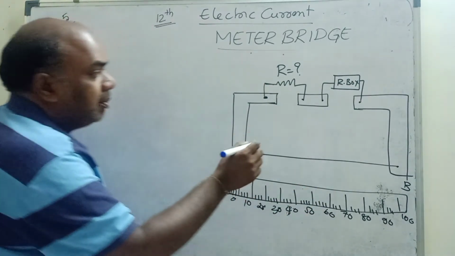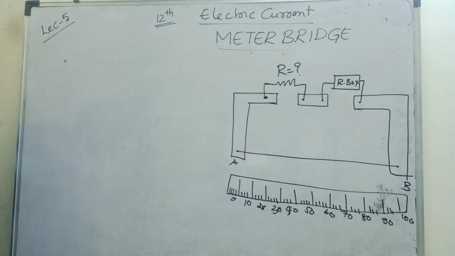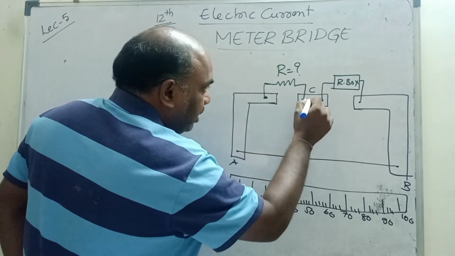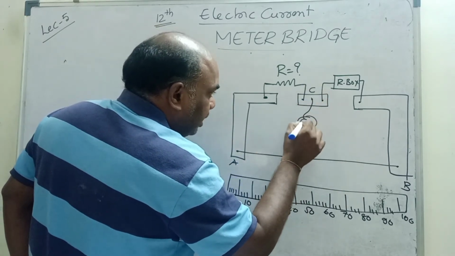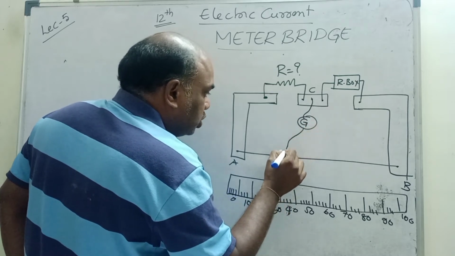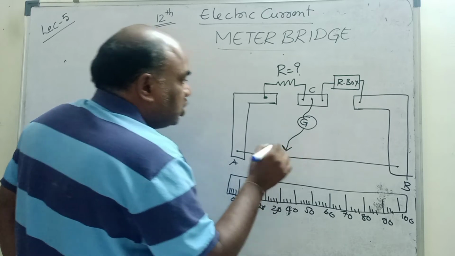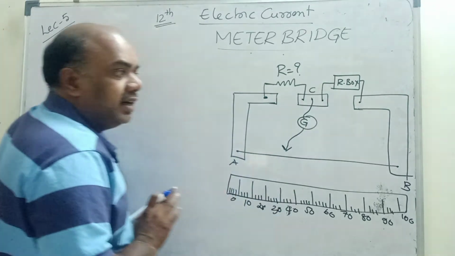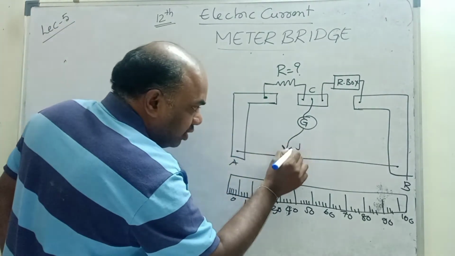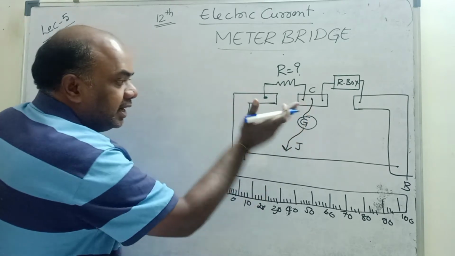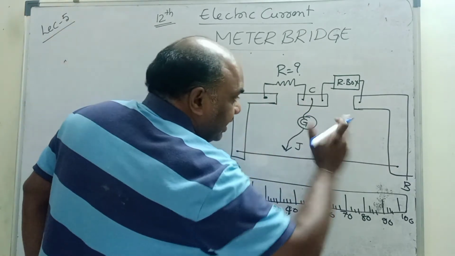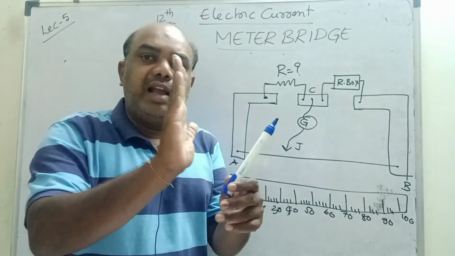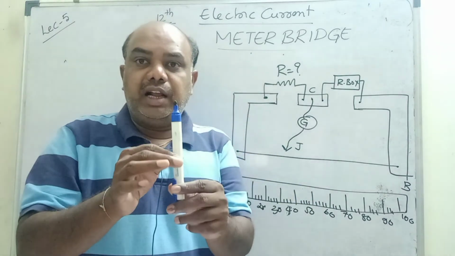In between here I am going to place a jockey. Observe carefully, children. Here in between these two terminals, from this point C, A, B, C, I am going to connect one galvanometer, and the second wire is connected to the jockey. Jockey means a sharp metal knife. If you place this metal knife here, automatically the galvanometer deflects. If you place this jockey J on the left side, the galvanometer deflects left side. If you place it on the right side, the galvanometer deflects right side.